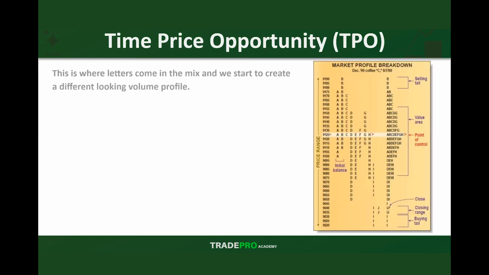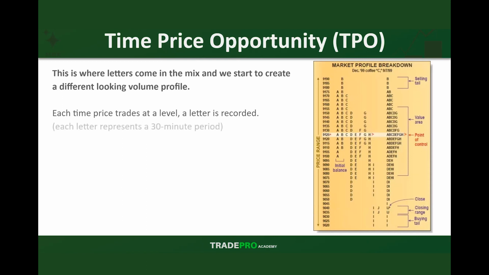So the time price opportunity, we finally come into this. Every market profile has a mixture of letters. These letters are periods. Each regular trading hour session starts with the A period. Each time price trades at a level within that period, a letter is recorded. So for example, we're going to start with A. A is going to be the first 30-minute period of the market profile, the time price opportunity. So 9:30 a.m. to 10 a.m. Eastern time is going to represent A.